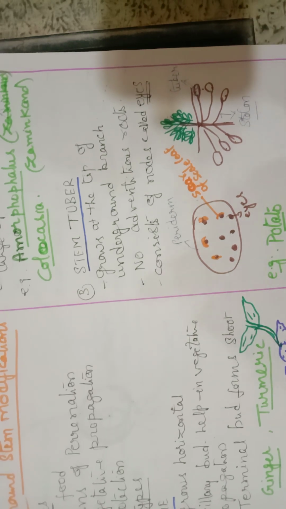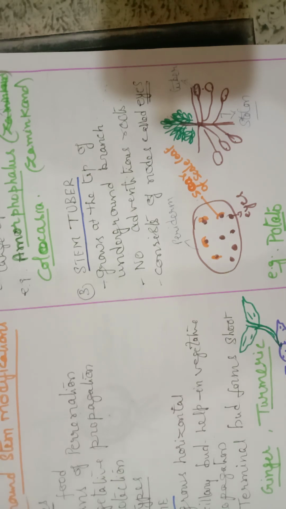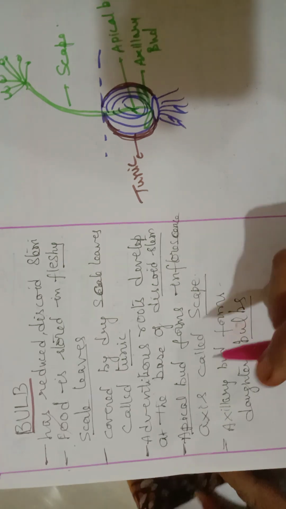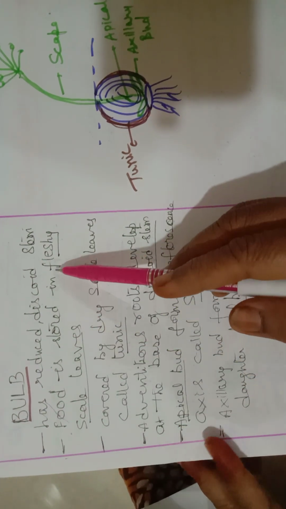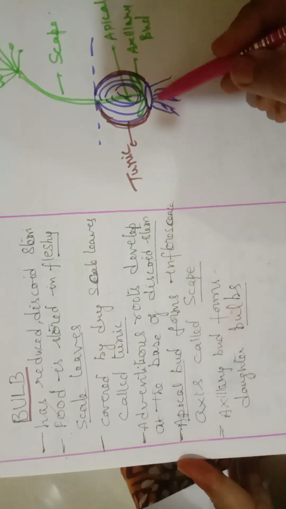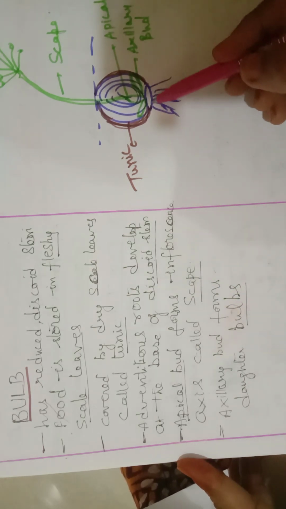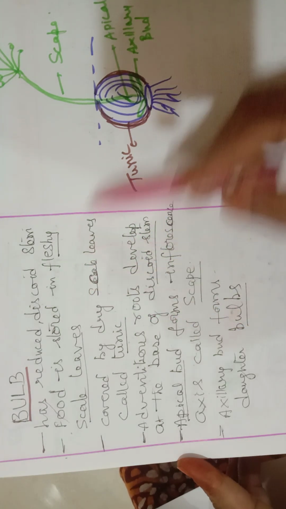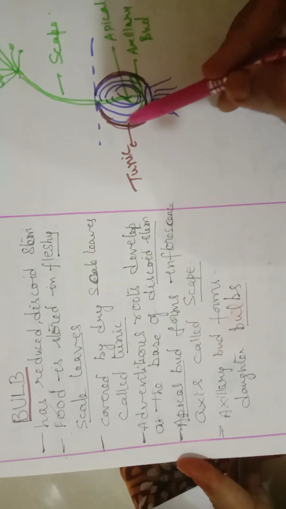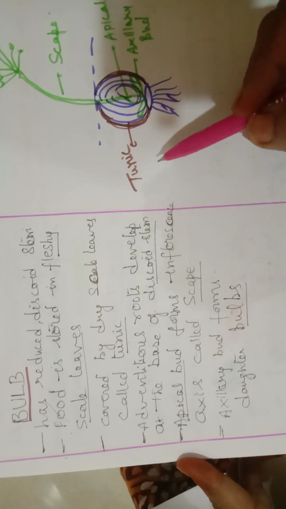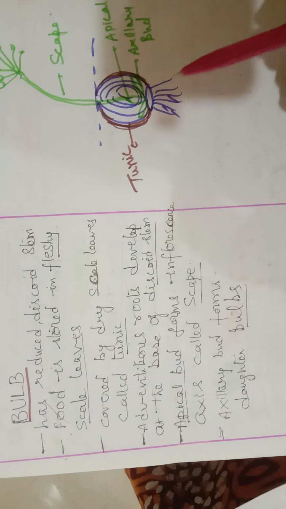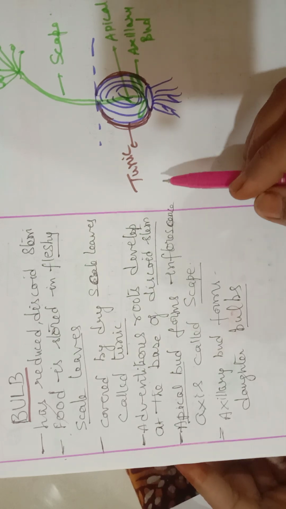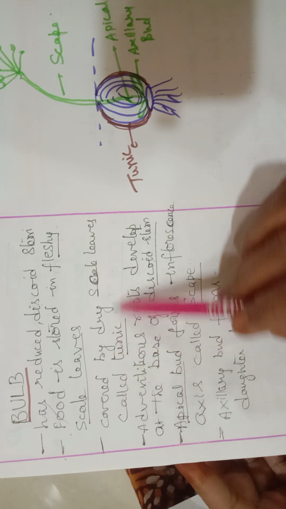Now let's go to the last one, which is called a bulb. Now the bulb has a reduced disc-like stem, discoid. Here we can see in the diagram, this is a reduced disc-like or discoid stem, and its food is stored in these fleshy scale leaves. And we know scale leaves do not perform any photosynthesis. Scale leaves are non-green in color and covered by dry scale leaf.